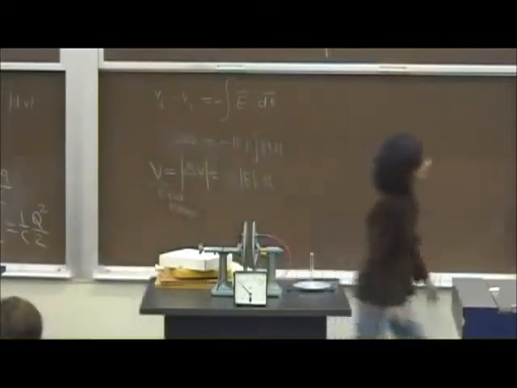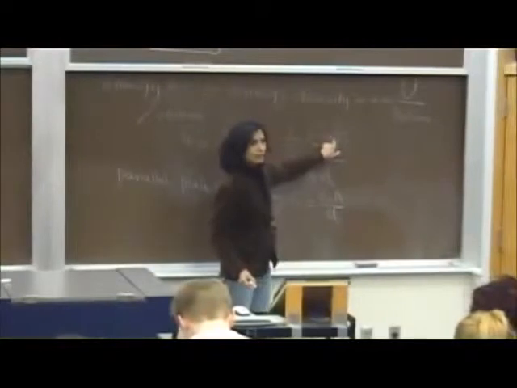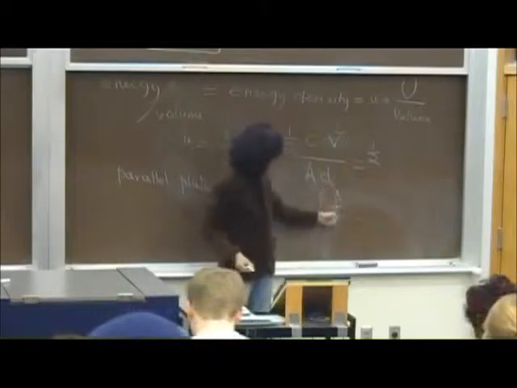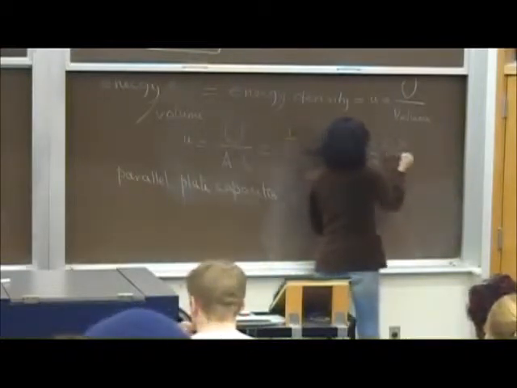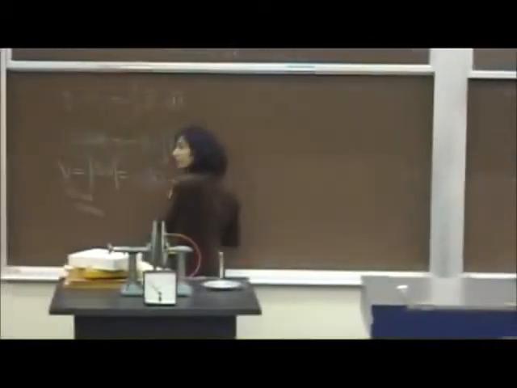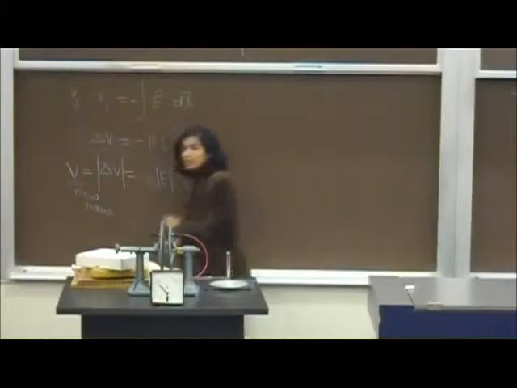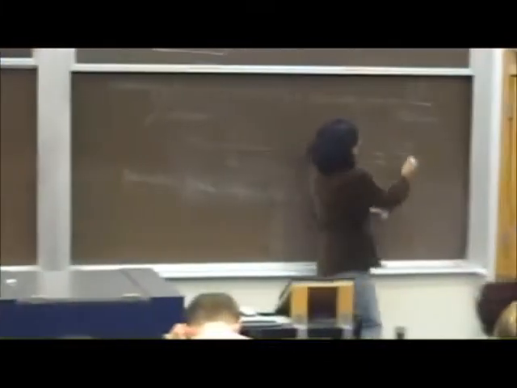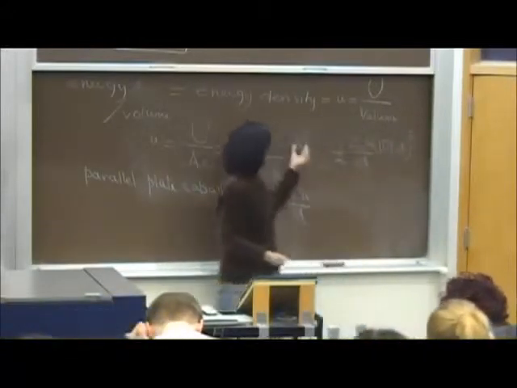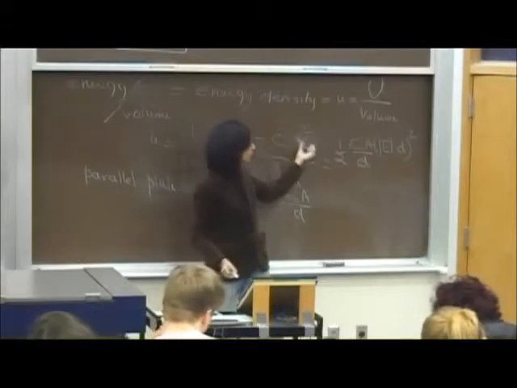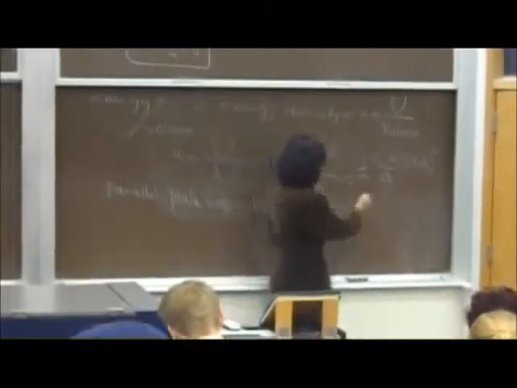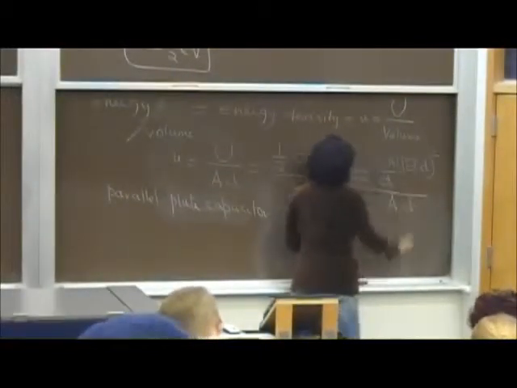And so you can see that instead of this, I can write this. This is half. Instead of C, I can write epsilon 0 A over D. Instead of V, I am going to write electric field between the plates times D, and this electric field is constant. So V is the magnitude of electric field times the distance between the plates. Is everybody with me? The potential difference is the magnitude of electric field times the distance between the plates squared, and divide that by A times D.